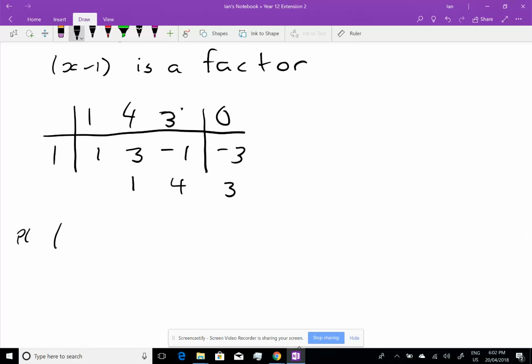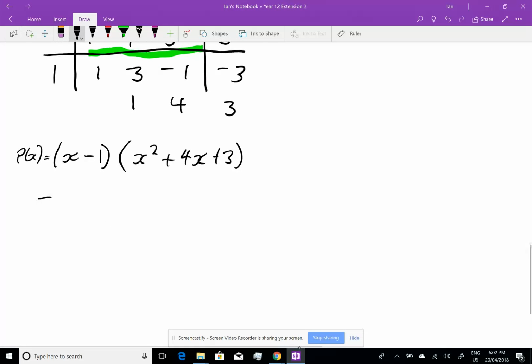So we can go, p(x) equals (x − 1). And then what have we got here? We've got to look at these. We've got x squared plus 4x plus 3. And that works out really easily. What multiplies out to 3 and adds up to 4? (x + 3)(x + 1). And there's the factorised form. That's what p(x) equals.